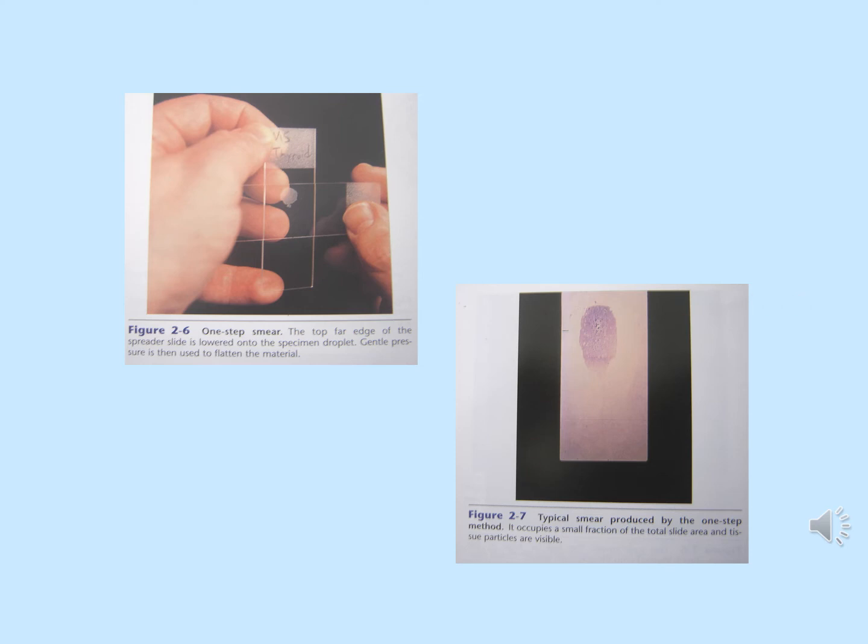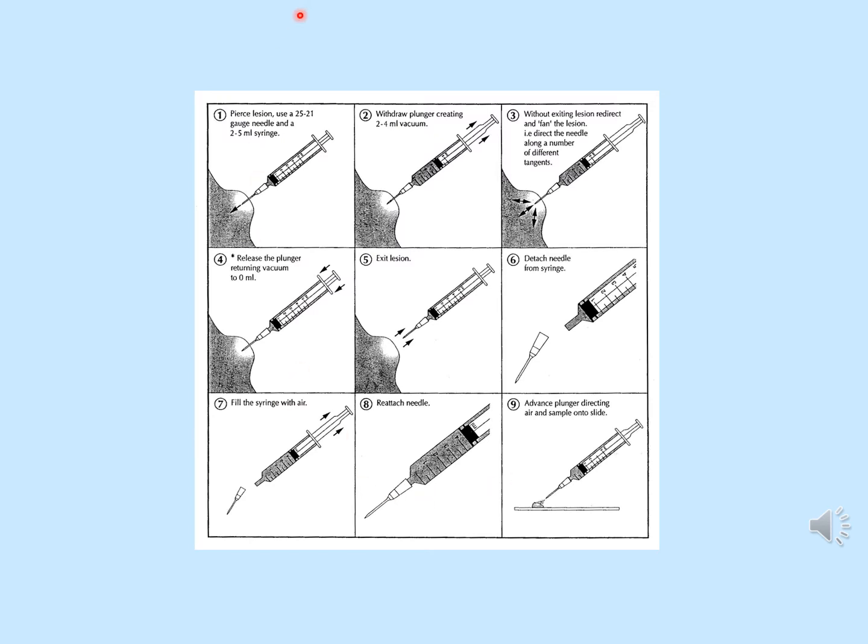So this is how an FNAC is done. In summary, I'm going to run through this again because, as I mentioned, it's a very important and technique sensitive biopsy. Number one is localization and stabilization. Pierce the lesion using a 25 to 21 gauge needle and a 2.5 ml syringe. So you go in.